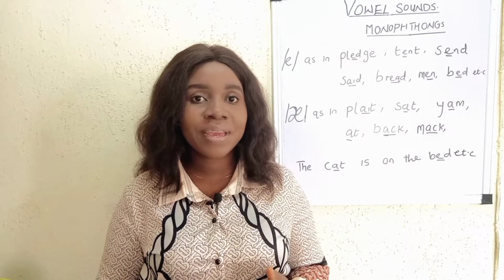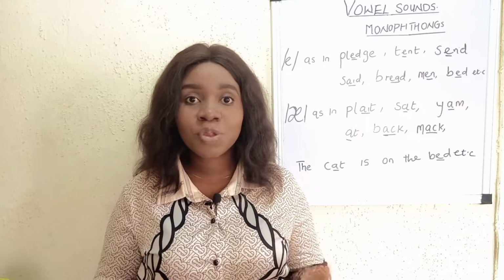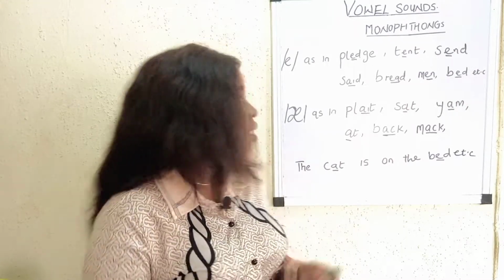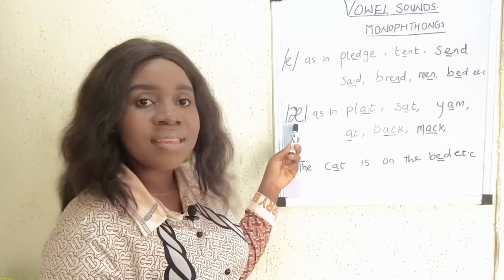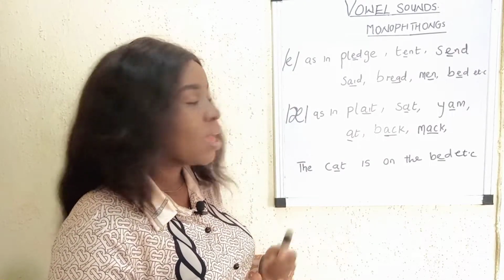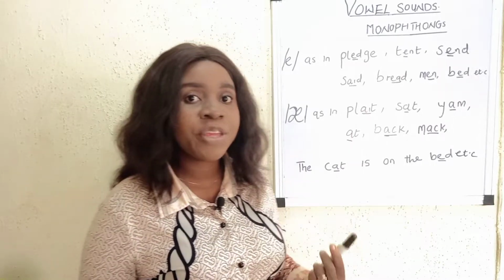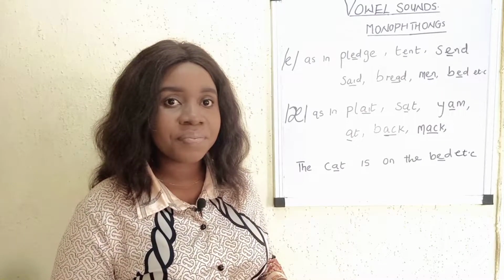Today, we are going to be looking at 2 of the 12 monophthong sounds. They are the sound E and sound A. Before we explain those sounds in details, let's look at their unique similarity.